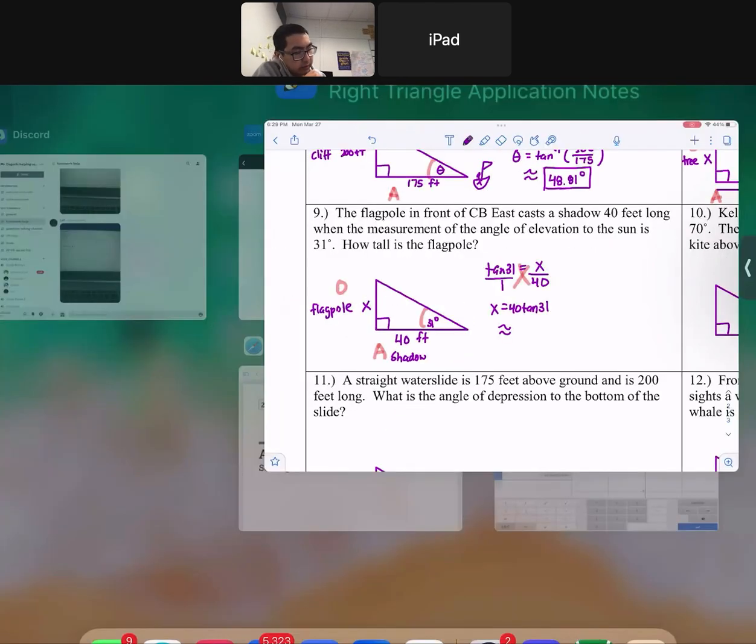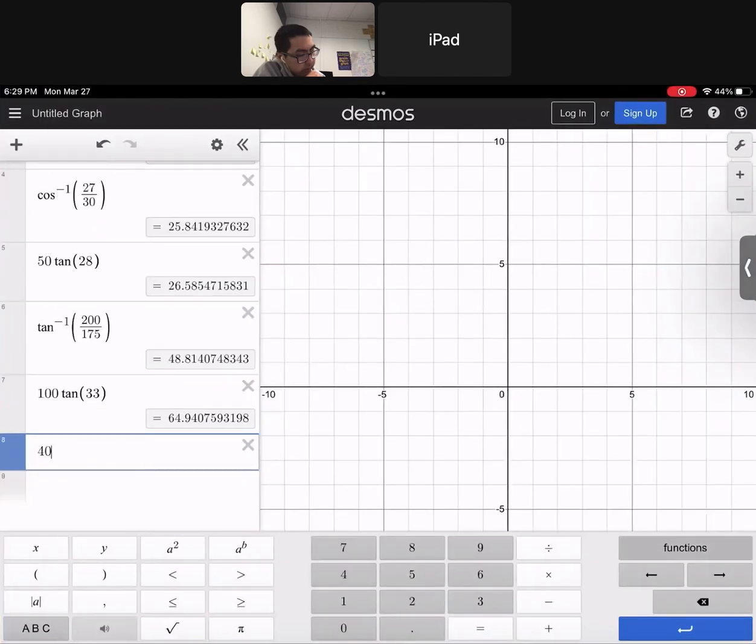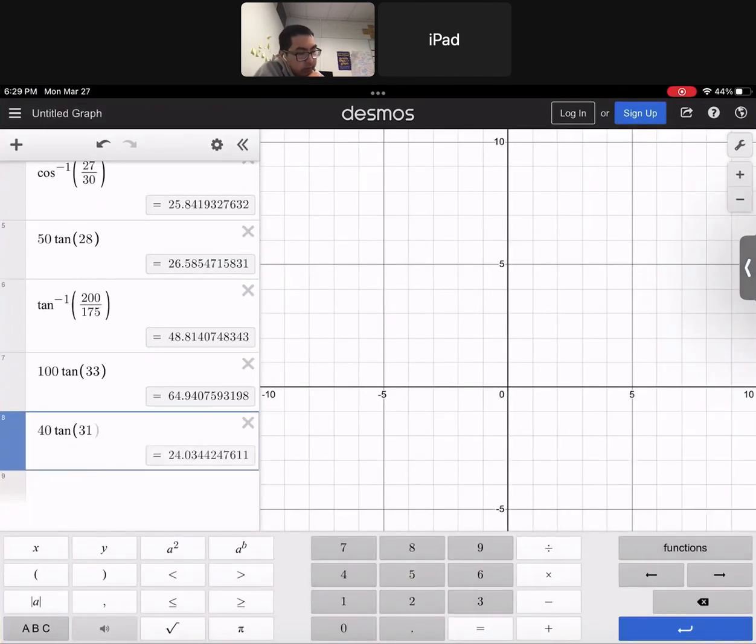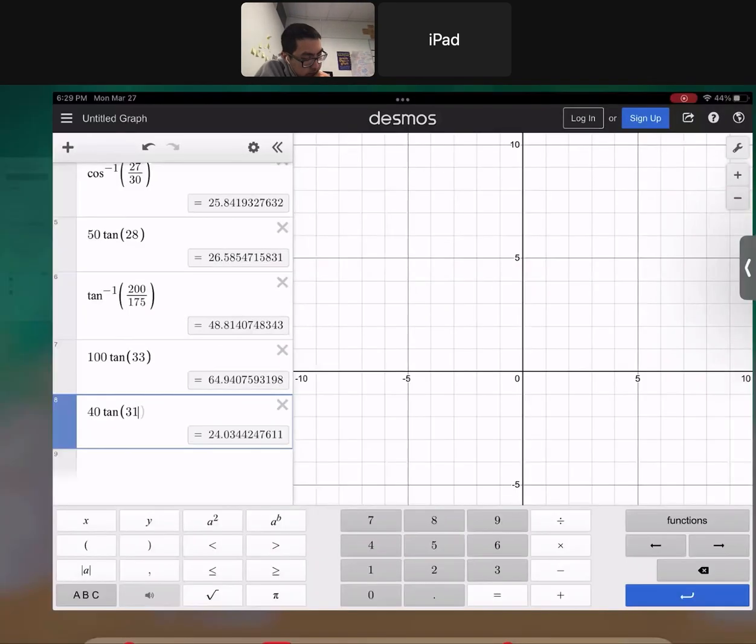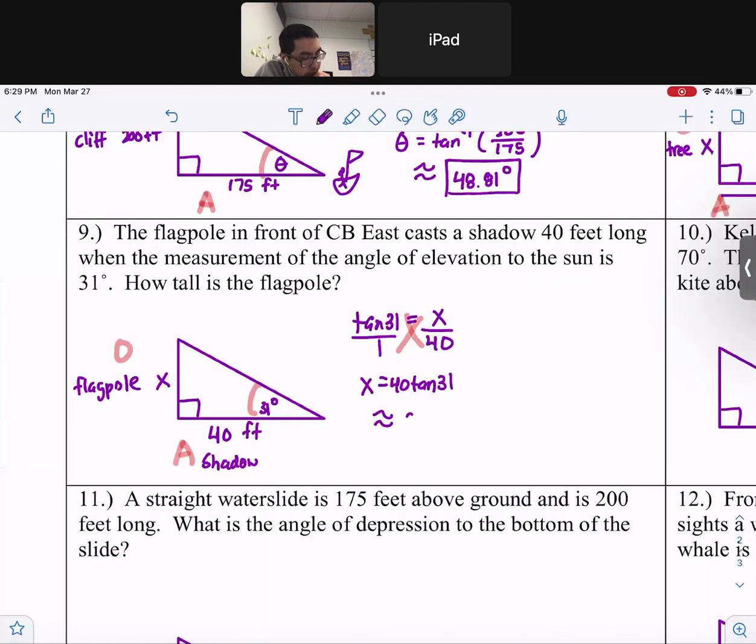So 40 tan 31, that's 24.03. 24.03 feet long is the flagpole. Okay.